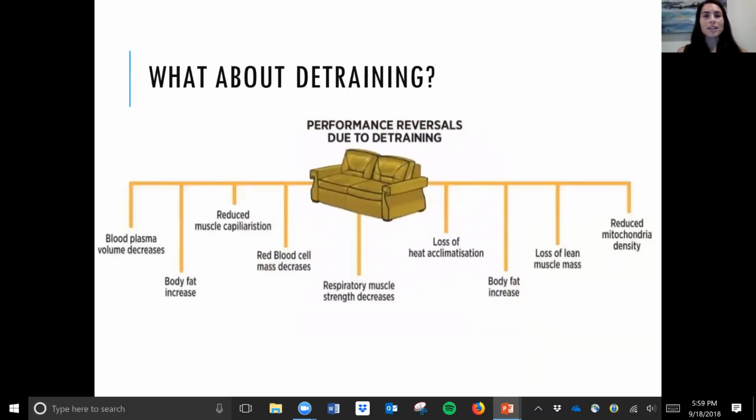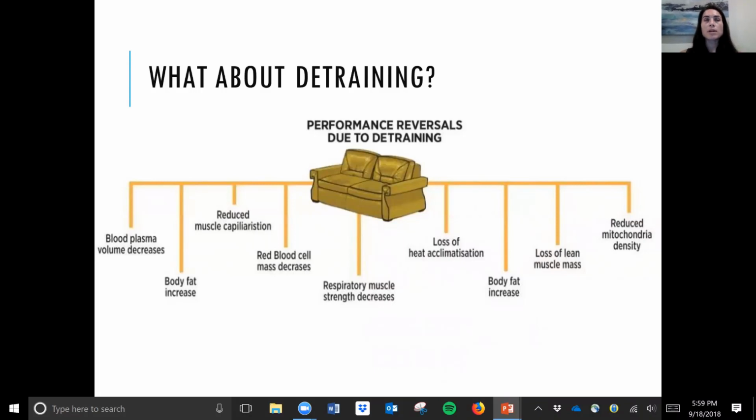What happens with detraining? This is an issue for us because we're dealing with clients who spend a lot of time sitting. We know if people sit a lot and are very sedentary, they're going to have a number of cardiovascular and physiological issues. This includes an increase in body fat and a loss of lean muscle mass. But we also know they're going to have a reduction in mitochondrial density, and respiratory muscle strength is going to decrease.